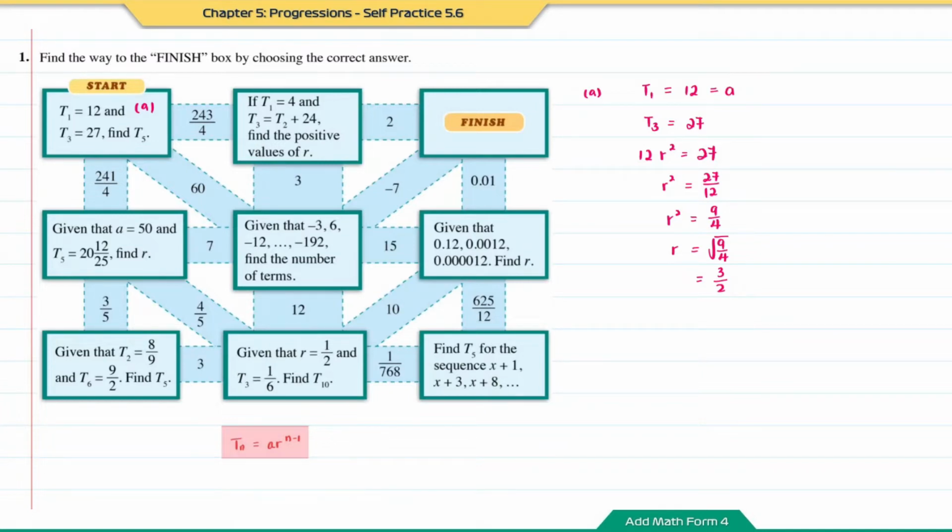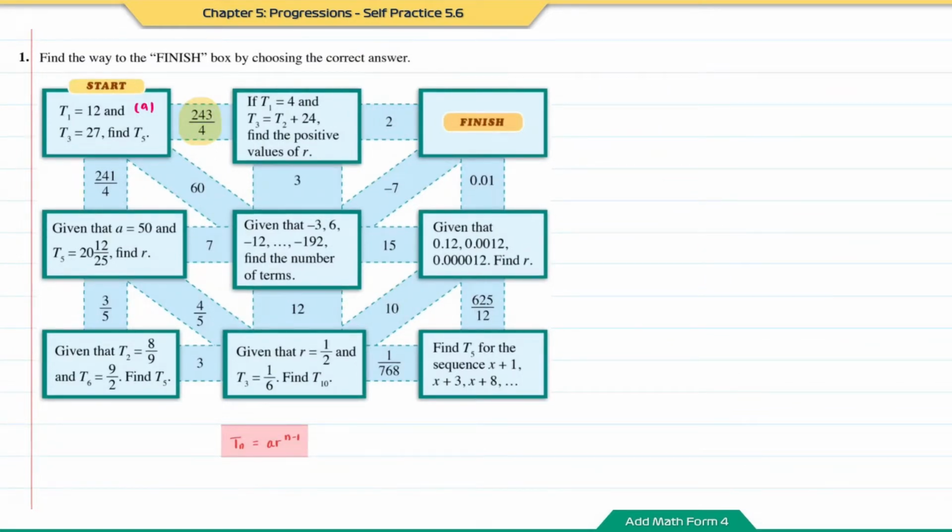To find T5, the fifth term here, we're just going to use the formula ar to the power n minus 1. The a, which is the first term, is equal to 12. The r is 3 over 2. So n minus 1 here will be 5 minus 1, which is equal to 4. Solving this, you'll find that the answer is equal to 243 over 4. So the answer for this question is option A.